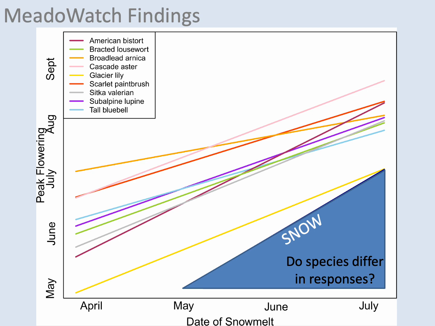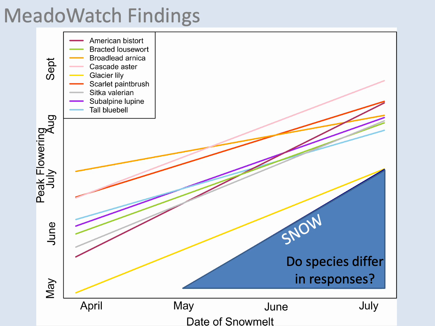The answer to this question is partly yes, as demonstrated by this graph. Here are the lines that represent the relationship between the date of snowmelt, which is on the x-axis, and the timing of peak flowering, which is on the y-axis, for the species that you would see on the Glacier Basin Trail. Each line represents a different species, and those lines were fit to all the plot year combinations that you have collected over the last 6 or so years.